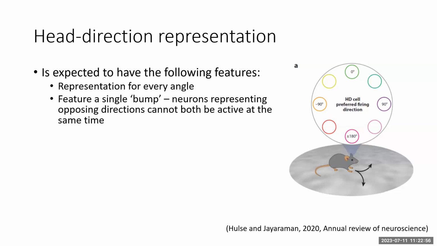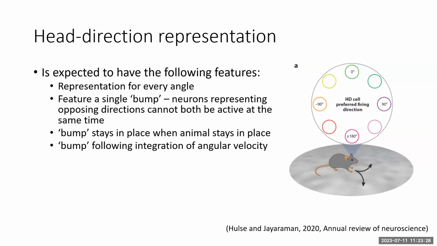So if I'm representing this zero angle, I can't also have neurons that are representing 180 degrees be active, right? Because I'm only facing in one direction. We want the bump, the representation, to stay in place. By bump, I mean that, for example, neurons that represent the zero angle are active and other neurons are suppressed. It stays in place when the animal stays in place and head direction doesn't change. We expect the bump to follow integration of angular velocity. We expect the bump to shift according to external visual cues. So these are all things that we want from a model for head direction representation.